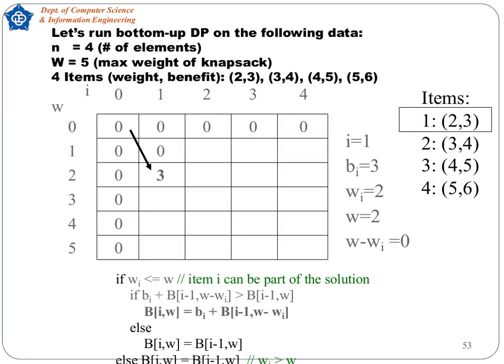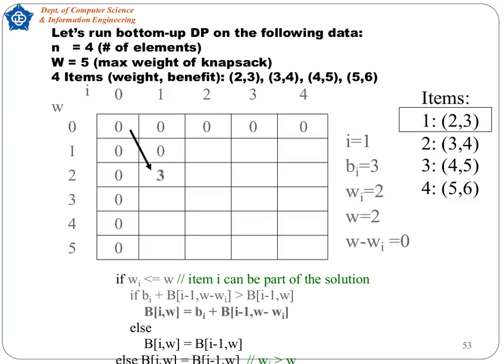Underneath the table, you'll see the core recurrence. If the weight of item i is less than or equal to W, then if benefit i plus B[i-1][W minus weight i] is greater than B[i-1][W].